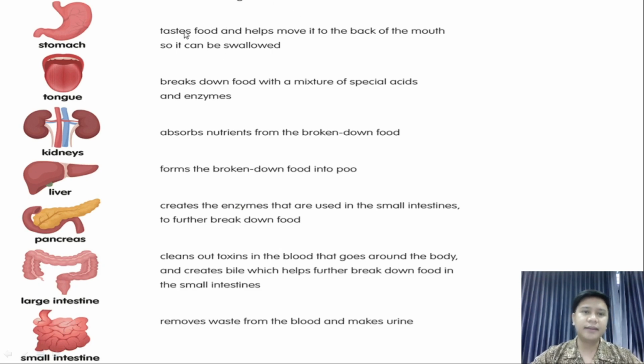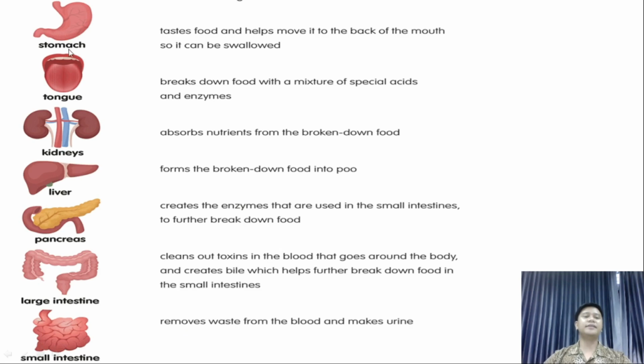So let us read. Taste food and helps move it to the back of the mouth so it can be swallowed. Next, breaks down food with a mixture of special acids and enzymes. Next, absorbs nutrients from the broken down food. Next, forms the broken down food into poop, okay? Creates the enzymes that are used in the small intestines to further break down food. Next, cleans out toxins in the blood that goes around the body, okay? And creates bile which helps further break down food in the small intestine. The last one, removes waste from the blood and makes urine.